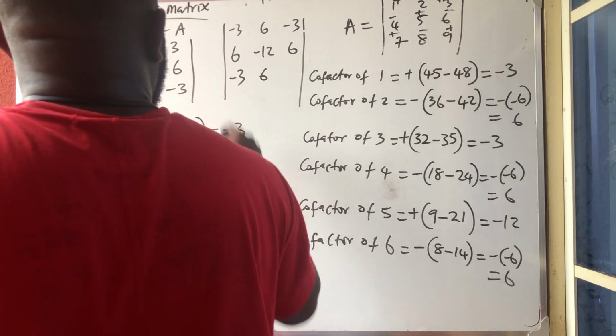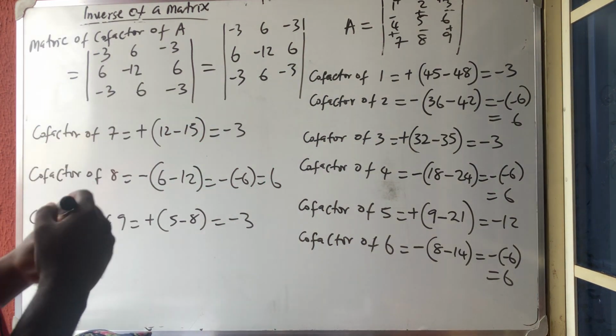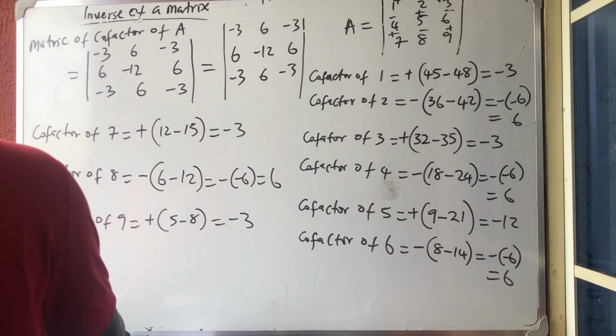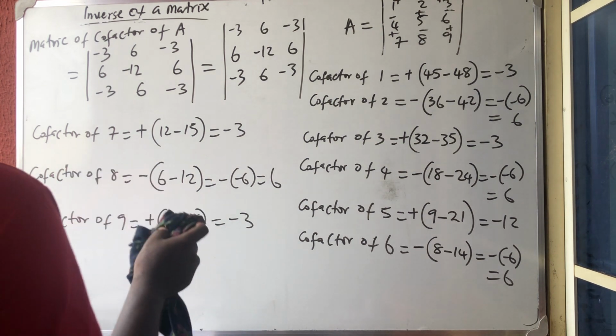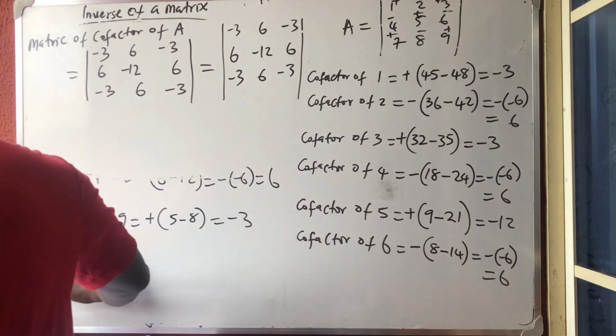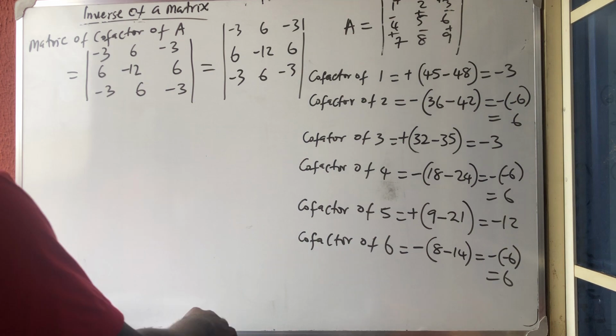8 gave us 6. And 9 gave us minus 3. See, they are all equal. So instead of bringing out the minus, just go straight to get the cofactor. It's the same answer. Now the next thing you need to know is called the adjoint. Adjoint is simply the transpose of the cofactor.